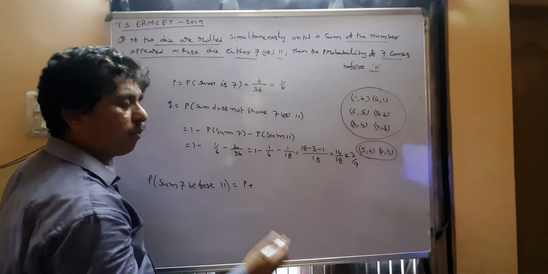So the P value is 1 by 6 over 1 minus 7 by 9. That is equal to 1 by 6 into 9 by 2. So 3 2s are 6, 3 by 4 is the answer. Copy that problem.